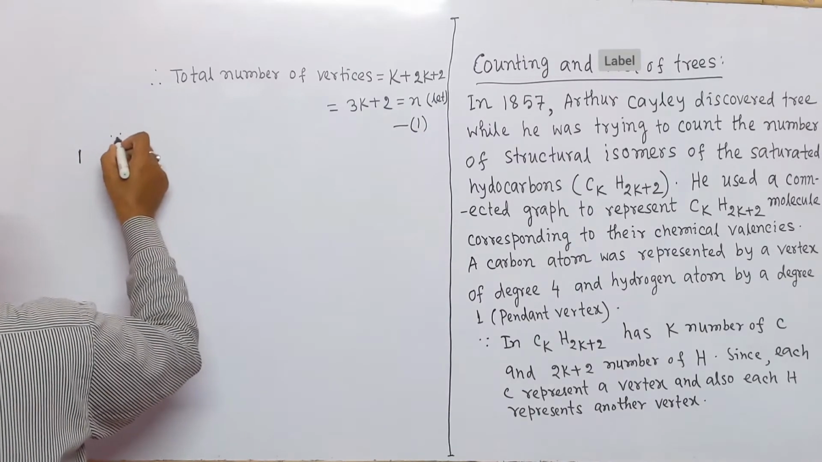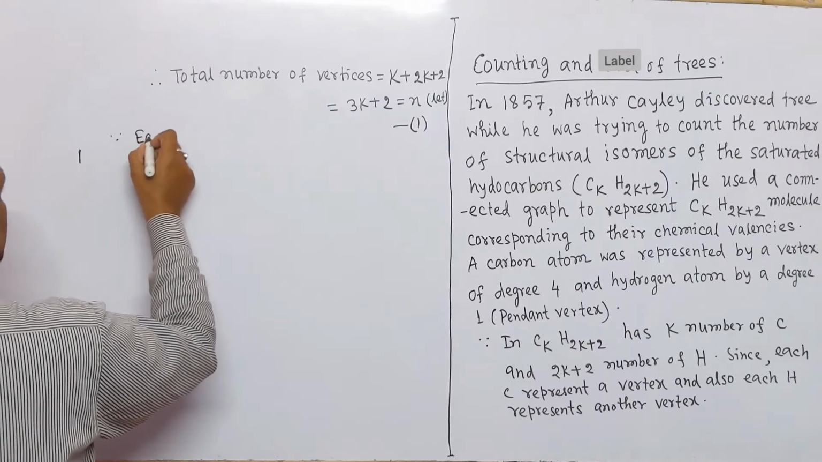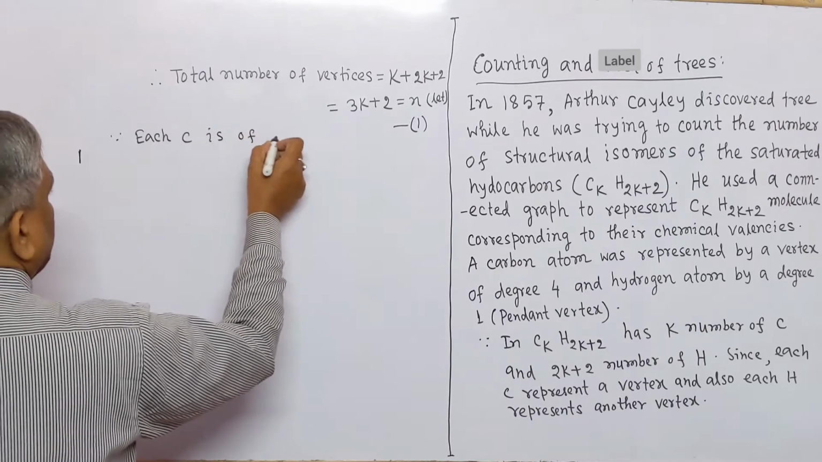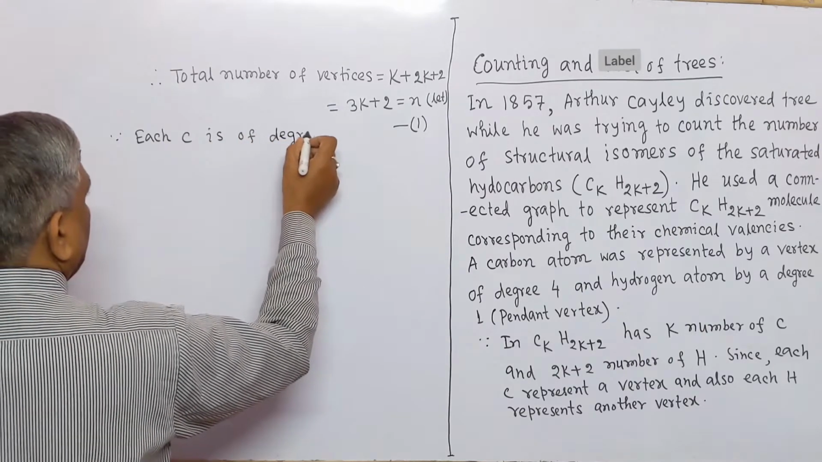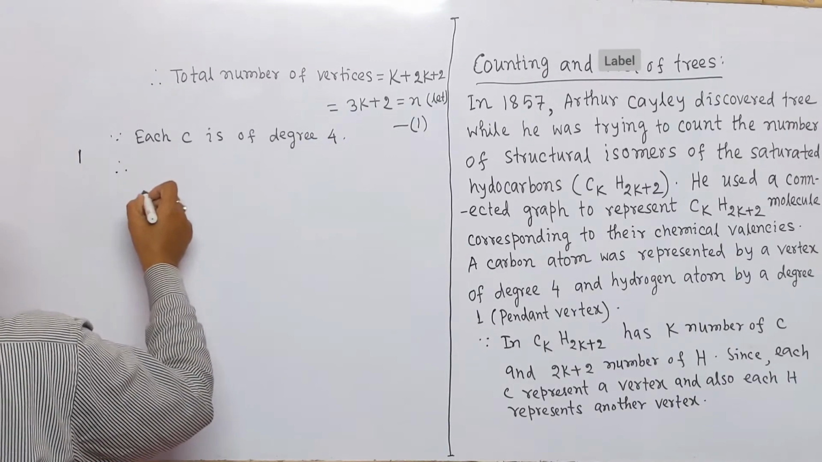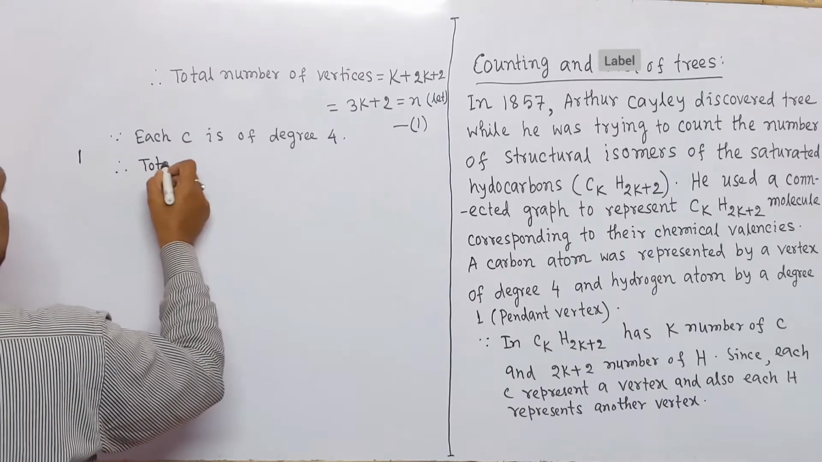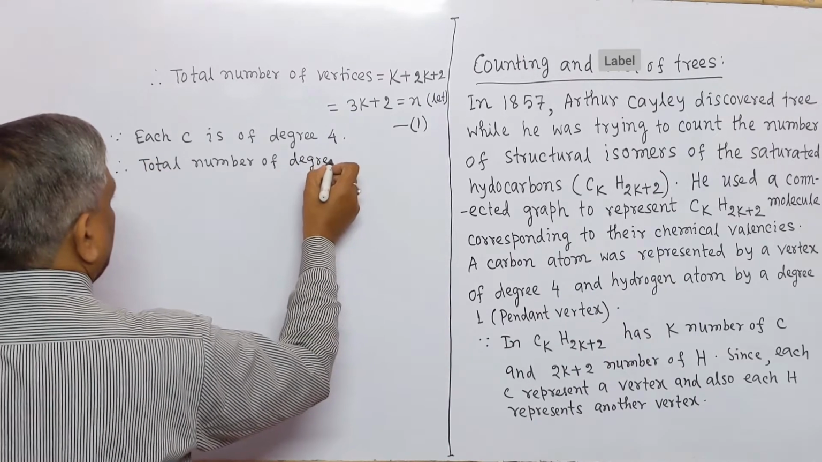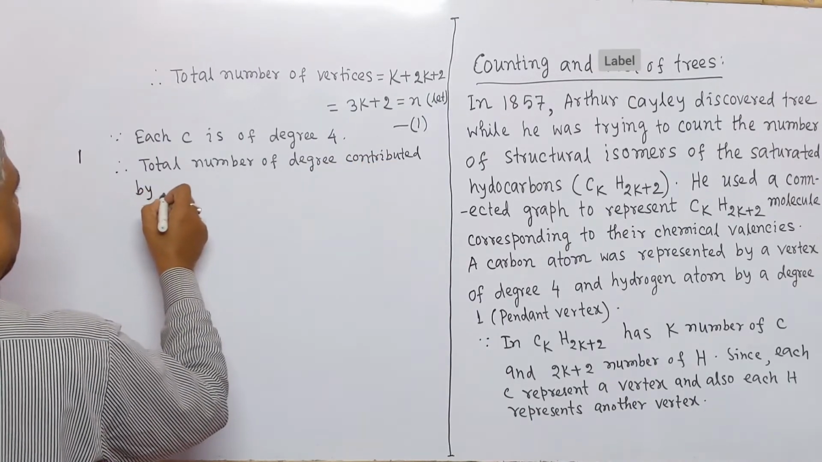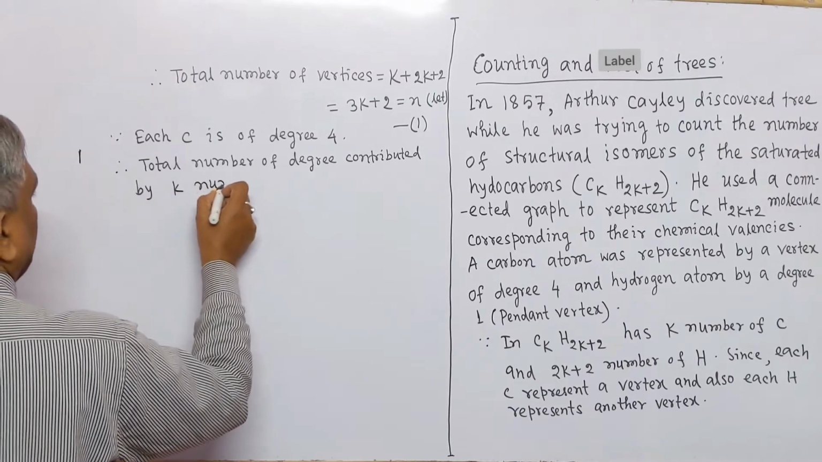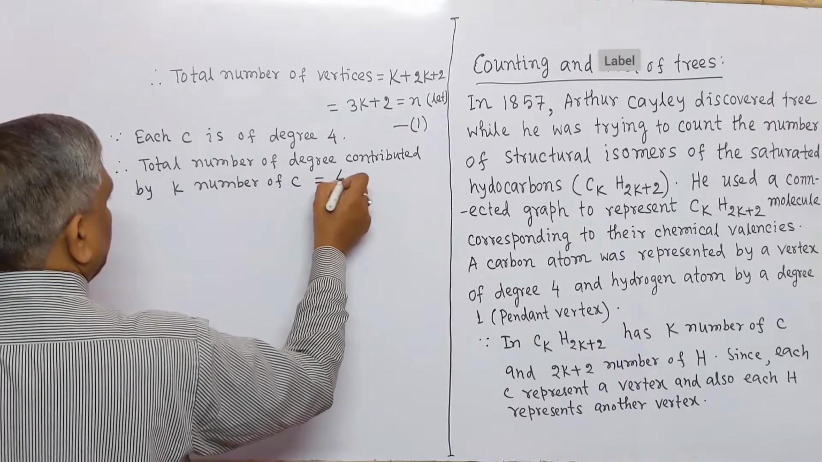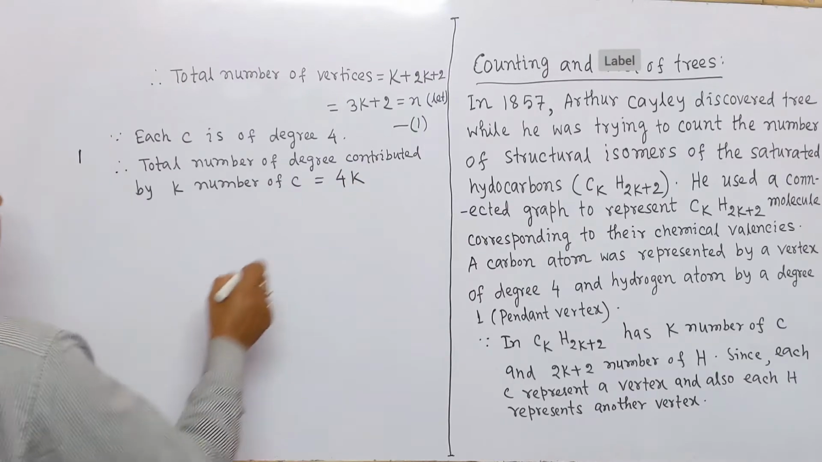Since each C is of degree 4, therefore total number of degree contributed by k number of C equal to 4k. This is number 2.